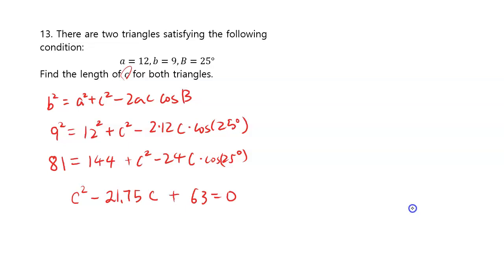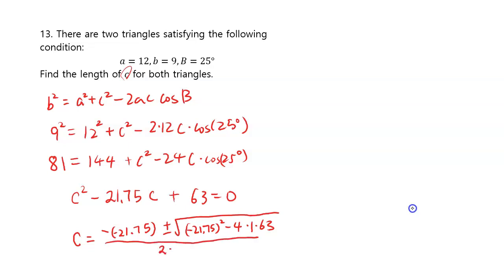The way you would solve this would be to use the quadratic formula: think of C as x, the unknown x. Then b is negative 21.75, a is 1, and 63 is the c for the quadratic formula. So x equals negative of negative 21.75 plus or minus the square root of negative 21.75 squared minus 4 times 1 times 63, all over twice of 1. Okay, so I have to put that in the calculator.